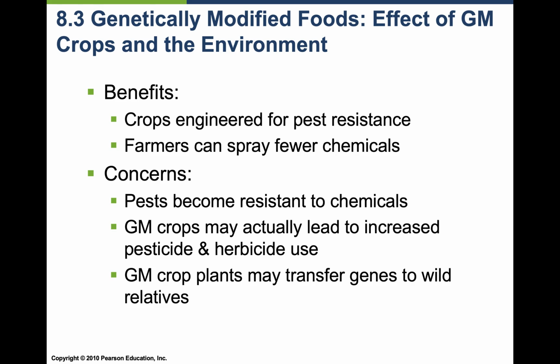Are pests going to become resistant to the chemicals that are being produced by the crops? Genetically modified crops may actually lead to an increase in pesticide and herbicide use, because if the crop you're raising is immune to a certain pesticide or herbicide, farmers might spray more over their crop to keep the field as pristine as possible. Genetically modified crops may also transfer genes to wild relatives. Is this a concern? Is this a possibility? These are some of the concerns.